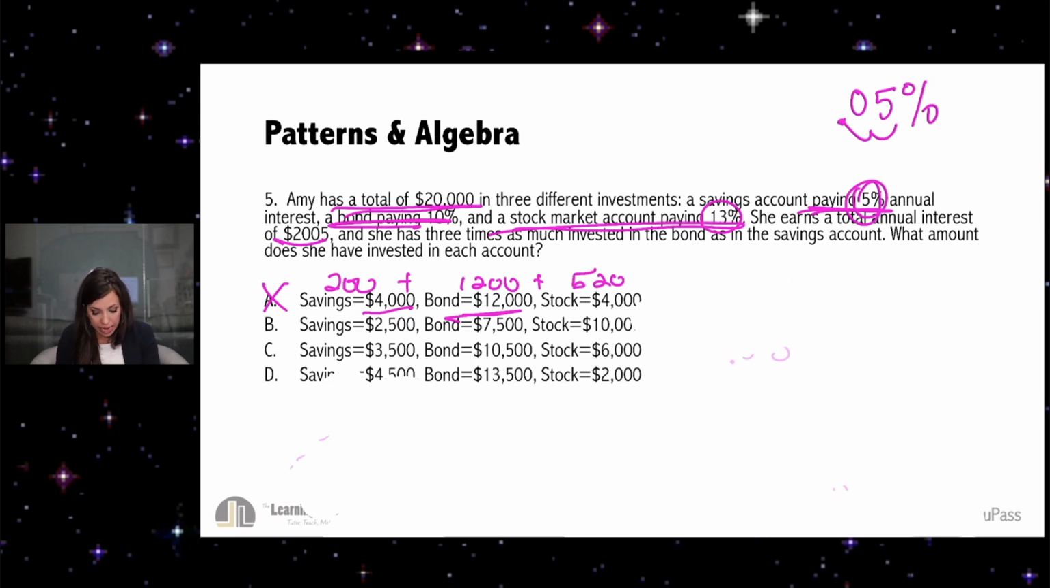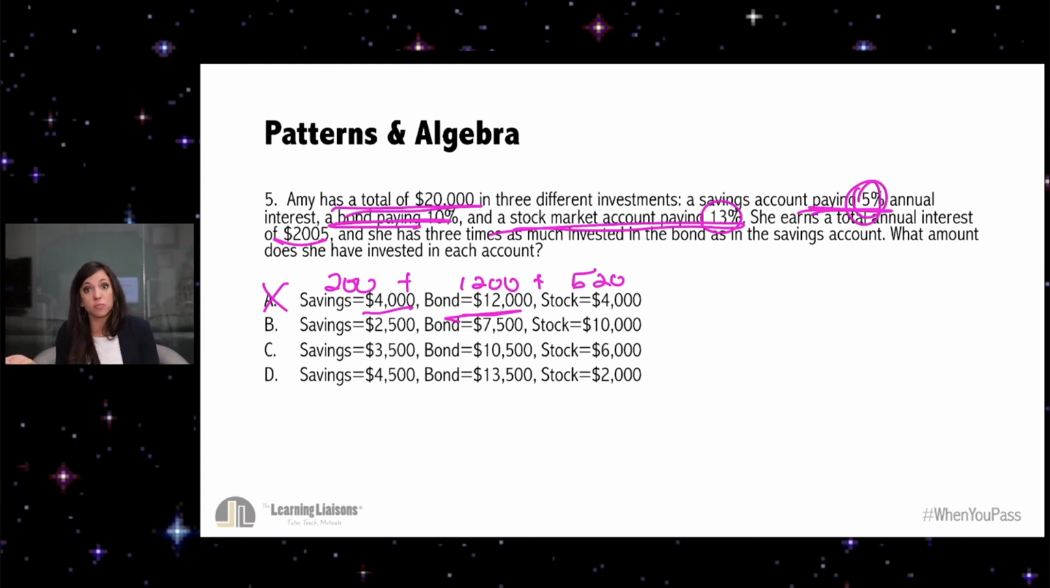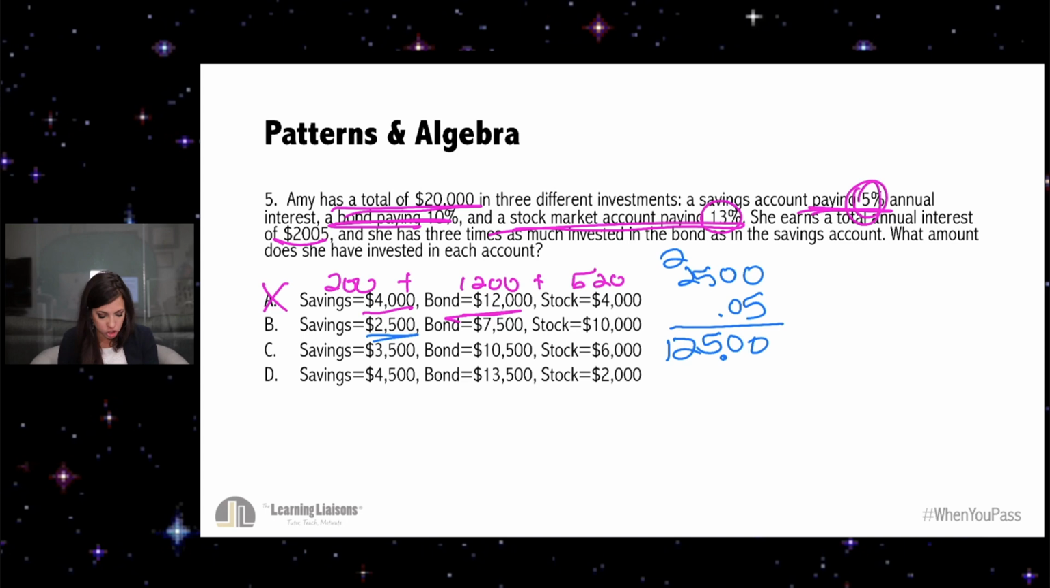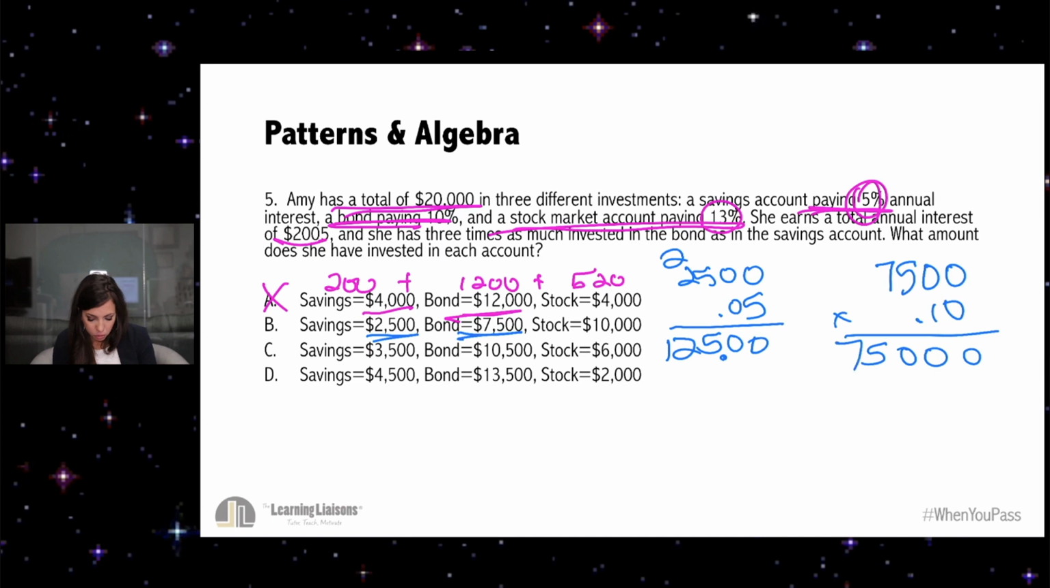Now, some tests allow you to use a calculator on a problem like this. Some do not. If you can use a calculator, well, then you can just multiply these in your calculator, which would be awesome. All right, savings, $2,500 times 5%. I get $125. Bond, $7,500. I'm going to multiply that by 10%. Move my decimal over 2 places. I'm going to get 750.